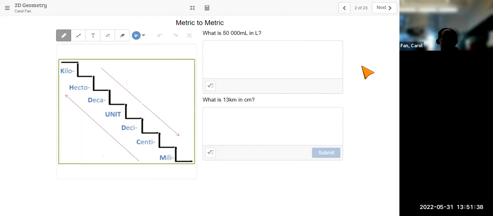Okay, before we get started with geometry, we're going to talk a bit about measurement. We talk about measurement because we might be measuring things in various units. And so it's important that we are able to convert things from one unit to another.